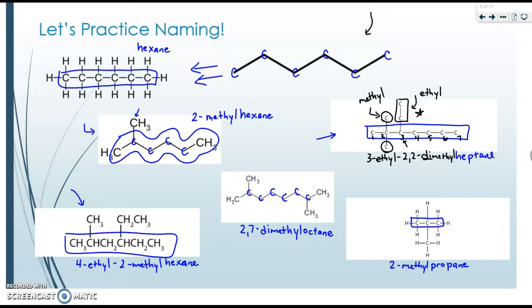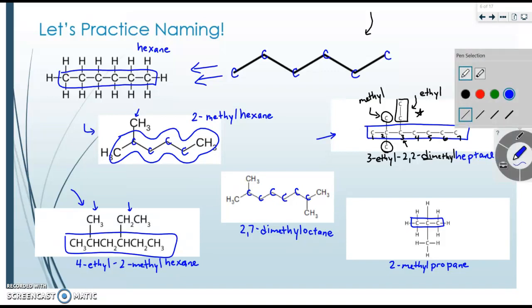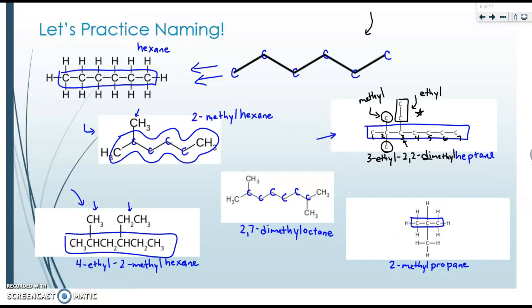Okay, let's start with this one here. The longest chain is 6. Then there's an ethyl group right here, and there's a methyl group here. Again, you want to number your chain 1, 2, 3, 4, 5, 6. If the H's bother you, rewrite them without, and you should have gotten 4-ethyl-2-methylhexane.